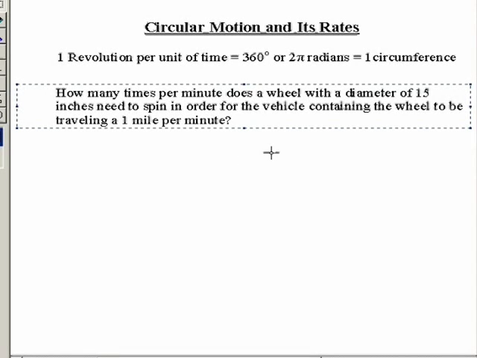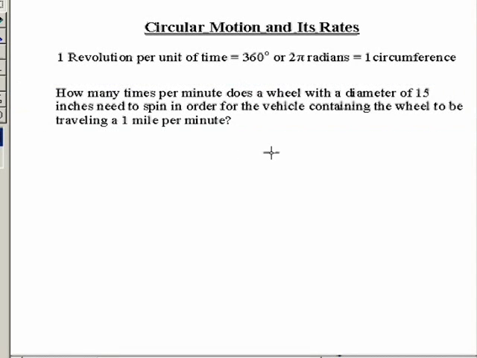How many times per minute does a wheel with a diameter of 15 inches need to spin in order for the vehicle containing the wheel to be traveling 1 mile per minute? Okay, what are your thoughts? What kind of unit of measure are we after? And that means what question are we trying to answer?